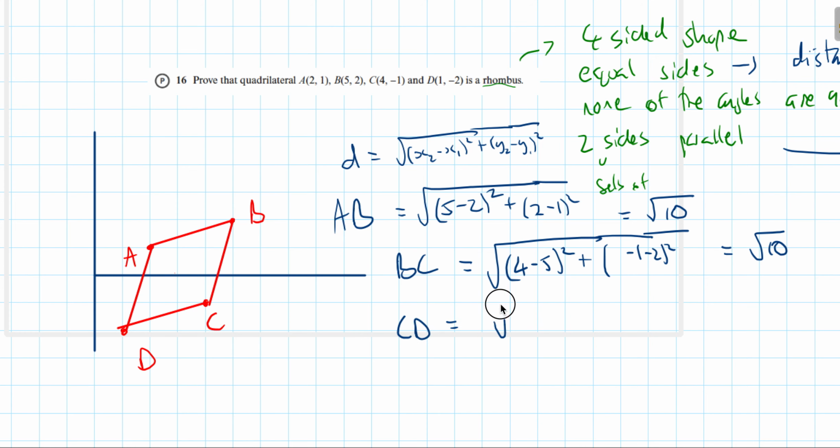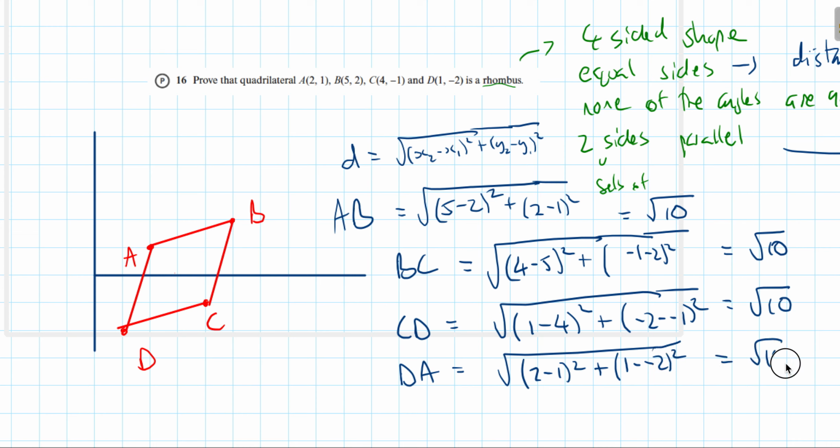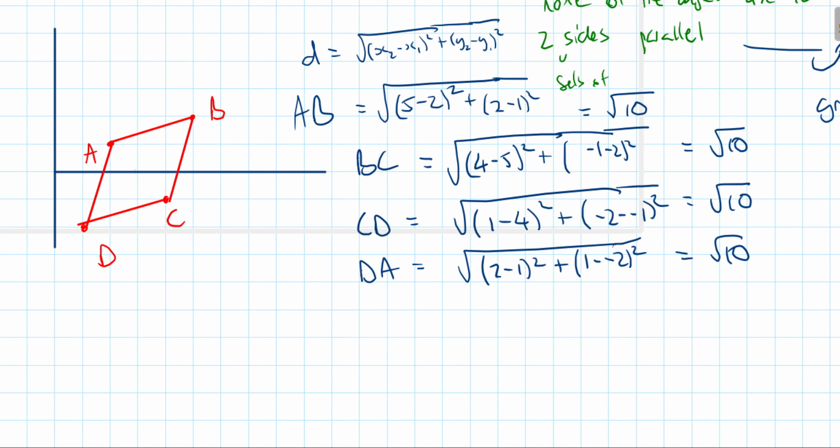It's a bit laborious. So we do CD, which is 1 minus 4 squared, plus minus 2 minus minus 1 squared. Again, that just leaves it to root 10. And then the last one we have is DA. DA is equal to the square root of 2 minus 1 all squared, plus 1 minus minus 2 all squared, and again that's equal to root 10. So therefore, we have shown that all sides are equal.